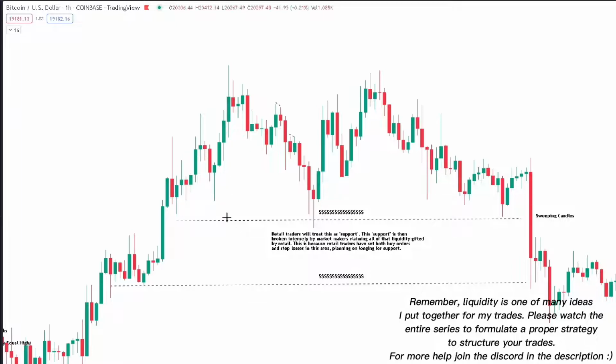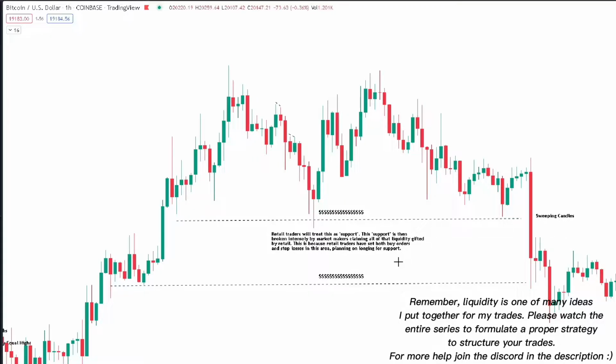So when you see this, retail sees this as support, and maybe sees this as another layer of support, as we found some, quote unquote, support here before you push it up. But the better way to visualize this is as liquidity. It's as money. So retail traders will treat this as a support, and that support then is broken intensely by the market makers, claiming all that sweet liquidity gifted by retail.